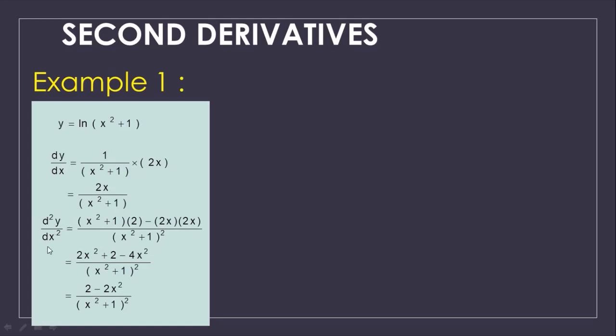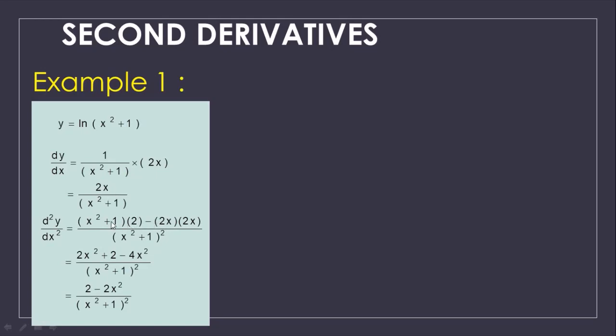For the second derivative, we will differentiate the answer for the first derivative. So here we have 2x as u and x squared plus 1 as v. We will apply quotient rule: vu prime minus uv prime over v squared. v, take the original expression from the denominator, x squared plus 1, multiply by u prime. Differentiate 2x, we get 2.